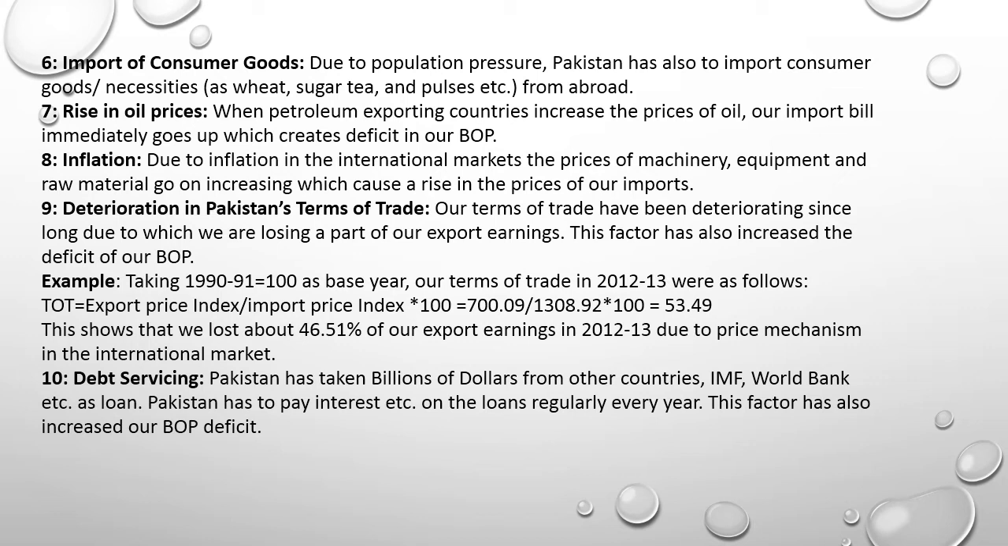Number 9 is deterioration in Pakistan's terms of trade. Our terms of trade have been deteriorating since long, due to which we are losing a part of our export earnings. This factor has also increased the deficit of our BOP. Students, terms of trade means that on what terms we make trade transactions with other countries.